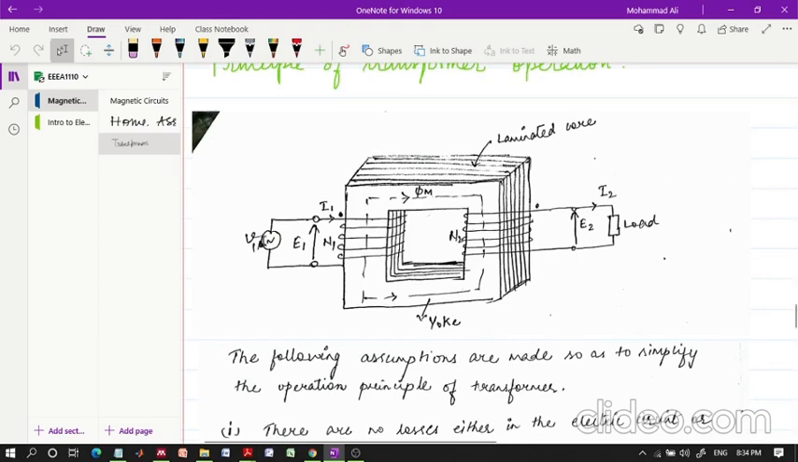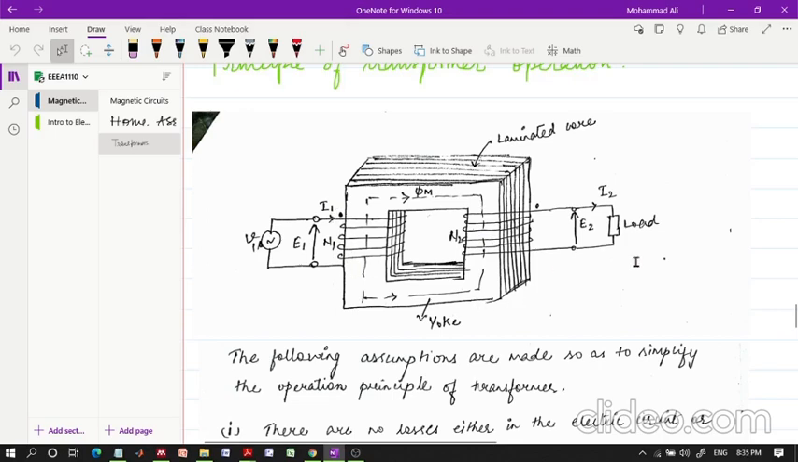Basically, what is happening? We are applying a voltage over here, and this winding is known as the primary winding, and this will be creating a flux. This flux will be alternating in nature, and it will be linking with this winding, that is the secondary winding, as we have discussed earlier. Now this flux will also be linking the primary winding. So an EMF will be induced in this winding according to Faraday's law of electromagnetic induction, and an EMF will also be induced in these windings.